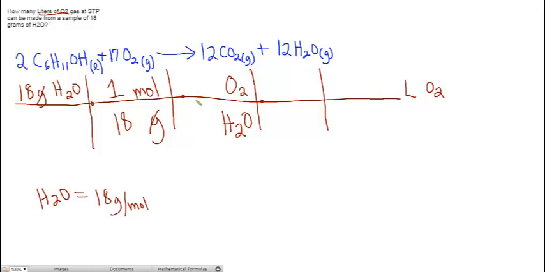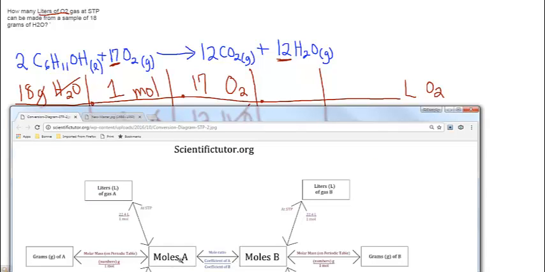What numbers go in front of these? Well, the number in front of H2O comes from the number in front of H2O here. So we're going to put 2 in front of this. And the number in front of O2 comes from the number in front of O2 here, 1. Now we can cross out our H2O. So we have left moles of O2, which doesn't match our answer units yet, but we're getting further. So right here, moles of O2.